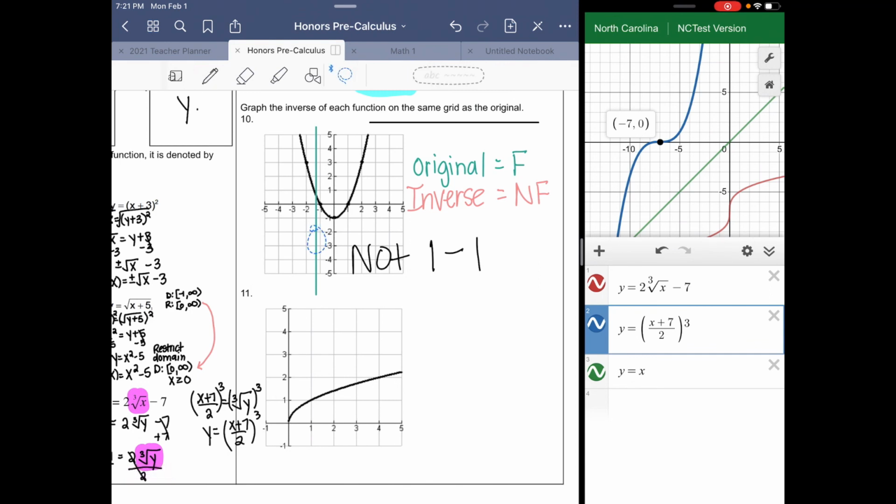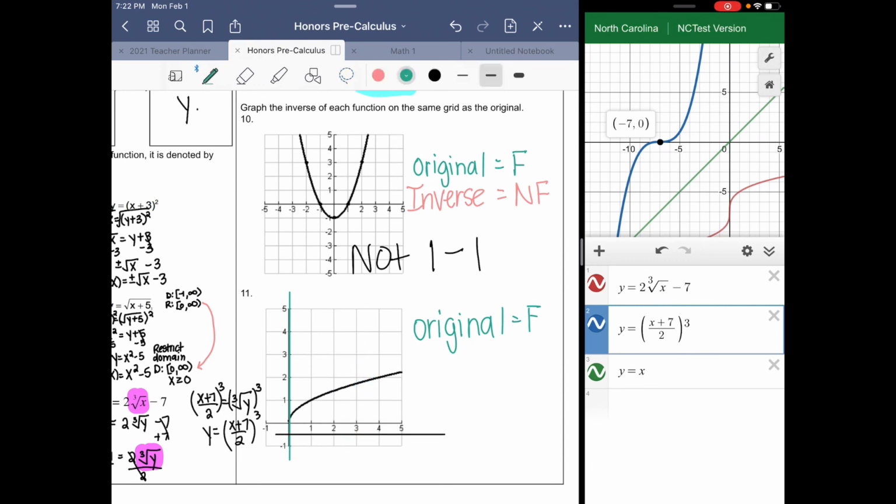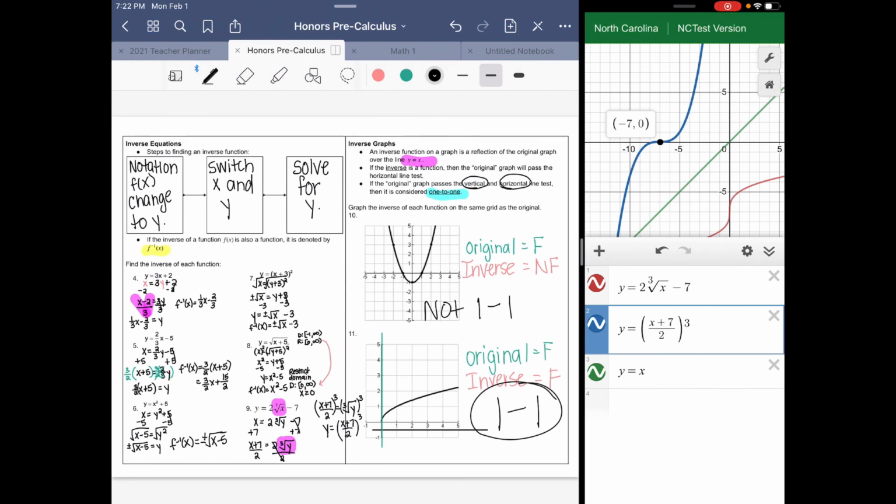All right, so let's look at 11. So I'm going to use those same vertical lines and horizontal lines. If I look at my vertical line and I move it across, I can see that it does pass the vertical line test. So since it passes the vertical line test, my original is a function. Now with my horizontal line test, I can see that it also passes the horizontal line test. So since it passes the horizontal line test, my inverse is also a function. Well, since they are both functions, this function is 1 to 1.